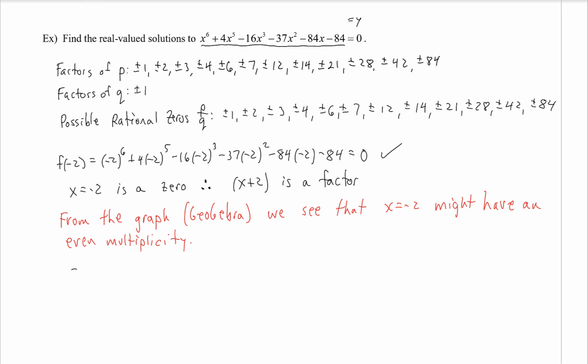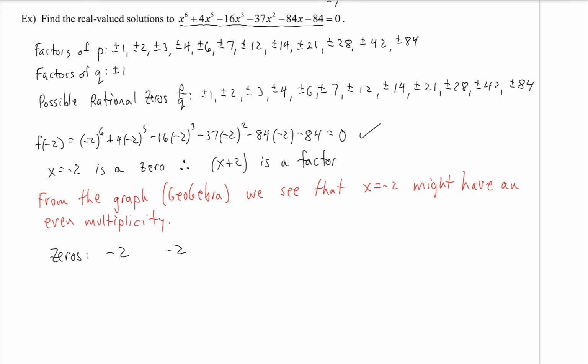All right, so my zeros, well, I know -2 has an even multiplicity, so it would go backwards to x plus 2. This one would go backwards to x plus 2. And if I multiply those together, I get this quadratic. So since those are zeros of this polynomial, then this quadratic must be a factor of that polynomial. So let's divide and see what happens.